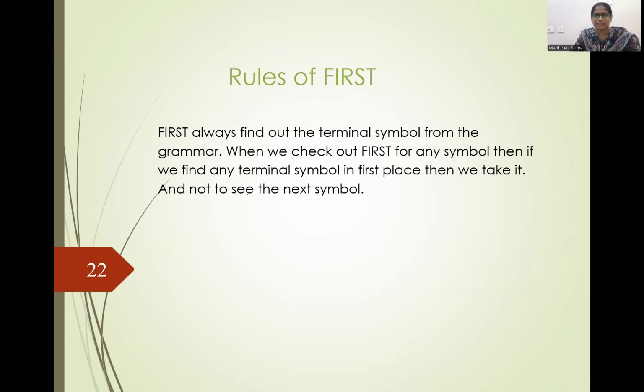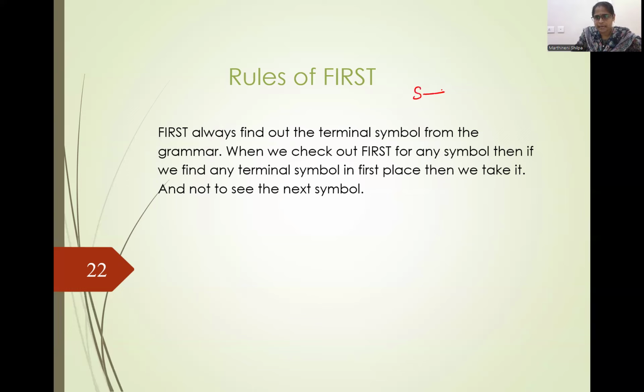So to compute the first of all the non-terminals, what is meant by first? Let me discuss first. First: a variable can generate a sequence of strings. In that sequence of strings, the collection of all the starting terminals which are generated by that non-terminal is the first of that non-terminal. First always finds the terminal symbol from the given grammar. When we check the first of any symbol, if we find any terminal symbol in the first place, then we can take it. Okay, let me explain.